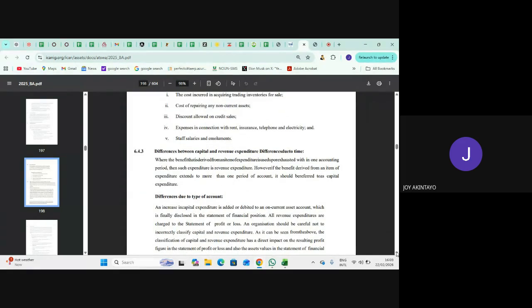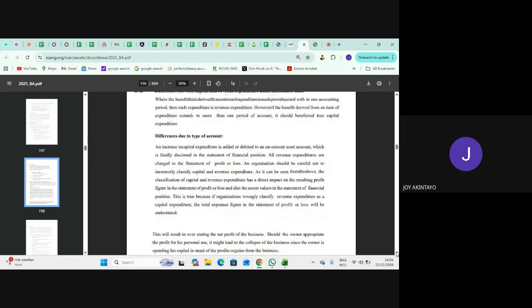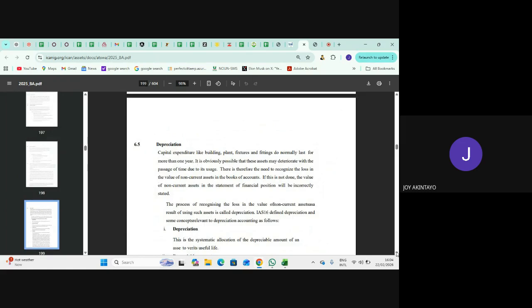What is the difference between capital and revenue expenditure? Now, without wasting much of our time, let's look at depreciation. Then let's quickly look at depreciation. Depreciation is actually the wear and tear of your non-current assets, which are tangible assets.